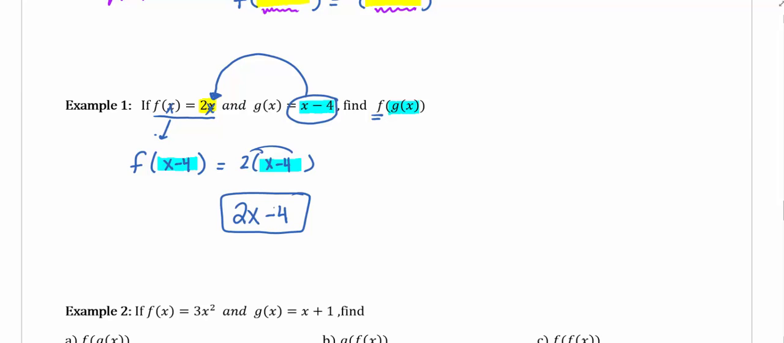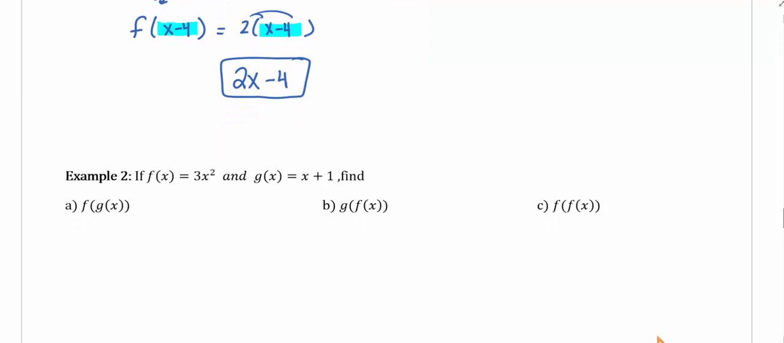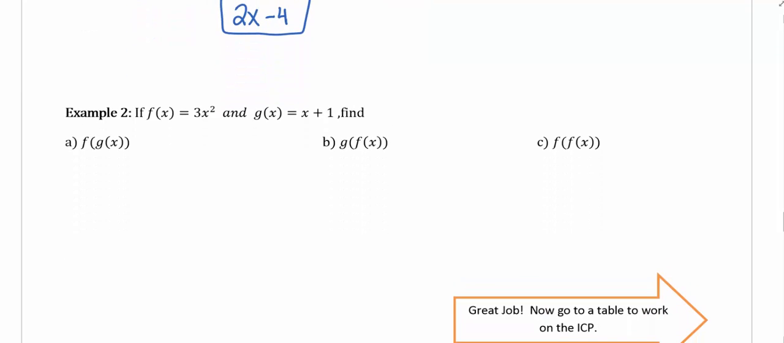I know this can be a tad bit confusing, and I promise you'll get it. Practice makes perfect. At any point in this video, if you have any questions, pause and ask your teacher. I'm going to do a few more, because the best thing you can do is recognize the pattern. So in example 2, f of x is 3x squared, and g of x is x plus 1.